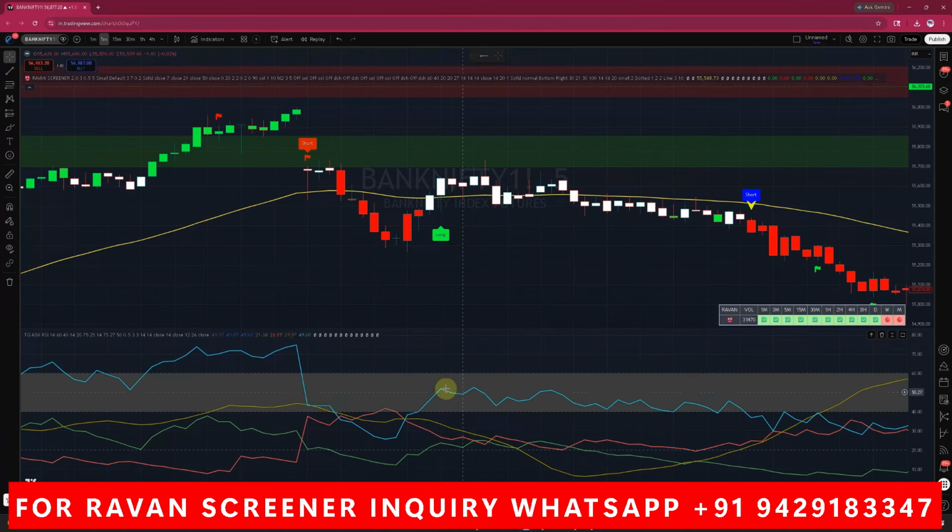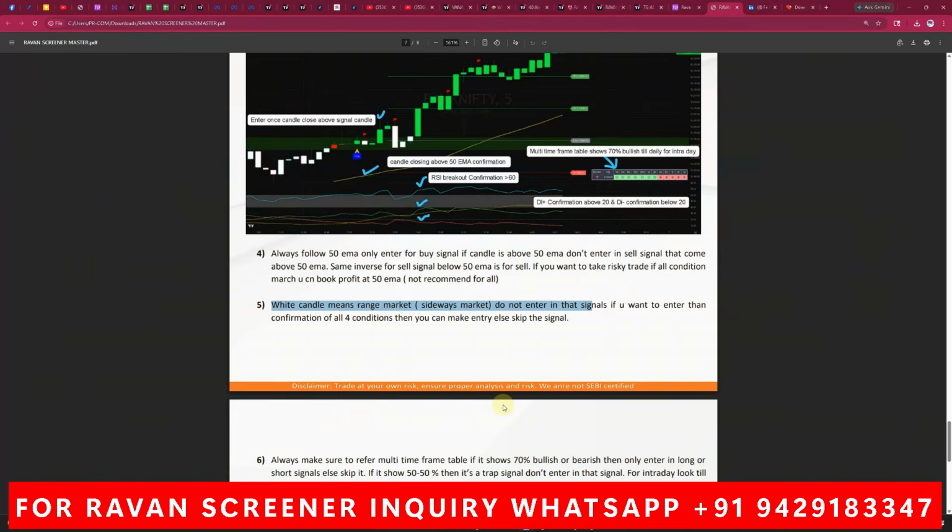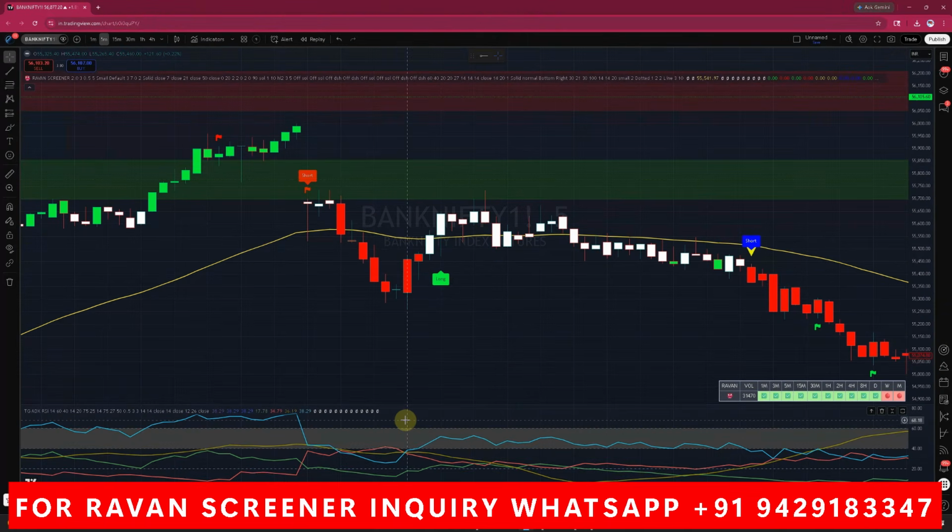Whenever this blue line, the sky-blue line, comes in this gray zone, that will be a range market. And whenever the line is here, you will get white candles plotted on the chart. So I hope it's clearly understood. Always follow this white candle. Whenever you are in a trade and you get a white candle, you can book a partial profit.